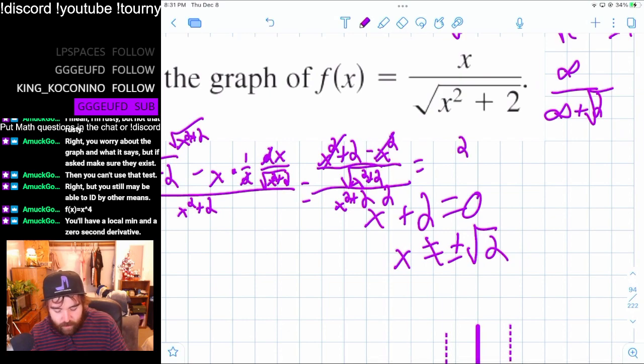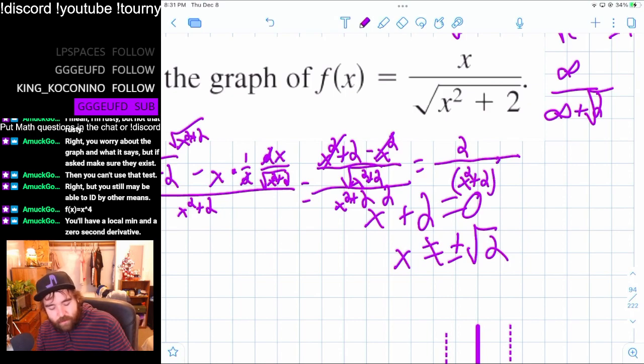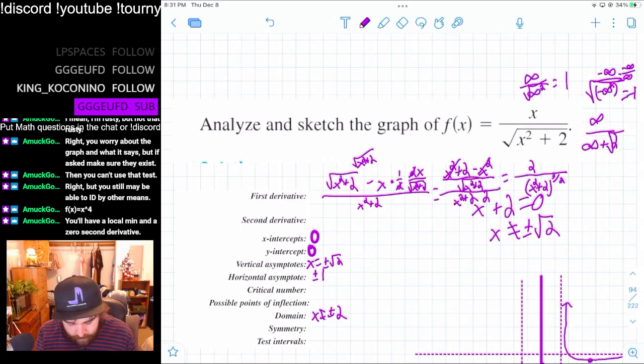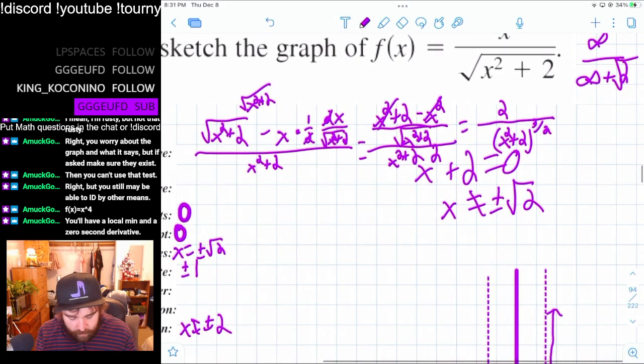And then I'm going to keep change flip. So I'm going to end up having, I'll go ahead and write it as, it's x squared plus 2 times root x squared plus 2. So that's x squared plus 2 to the 3/2. So that's not a bad derivative. That's not a bad derivative at all.